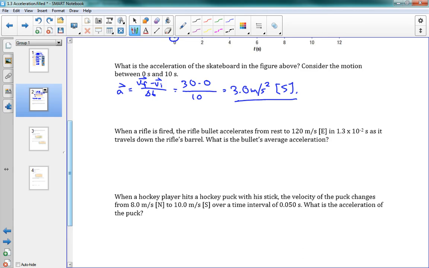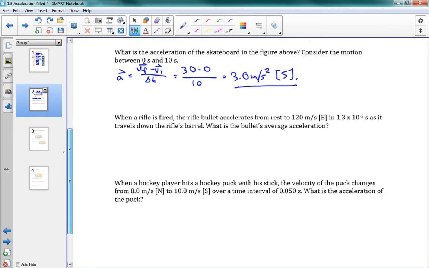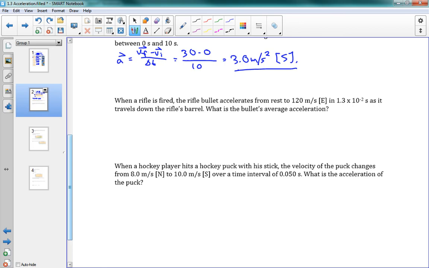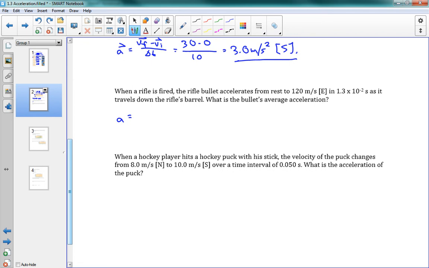Okay, we have another question. When a rifle is fired, the rifle bullet accelerates from rest to 120 meters per second east in 1.3 times 10 to the negative 2 seconds as it travels down the rifle's barrel. So in a really short amount of time, this bullet starts going very fast. What is the bullet's average acceleration? Well, again, we're going to say a is equal to vf minus vi over delta t.